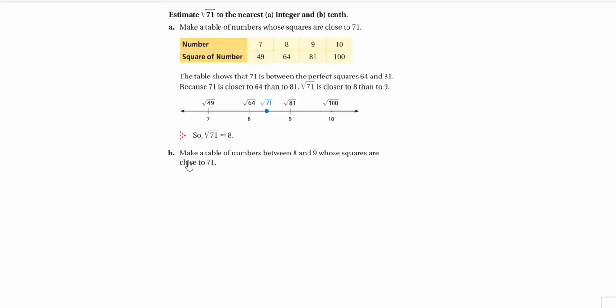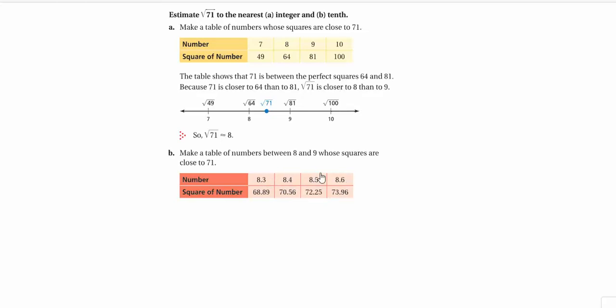For b, we need to make a table of numbers between 8 and 9 whose squares are close to 71. So it's the same kind of process, but with decimals. So I kind of went up by tenths. That's what this table does too. It goes up by tenths. It starts at 8.3, which is 68.89. Go up by tenths from 8.3 to 8.6.